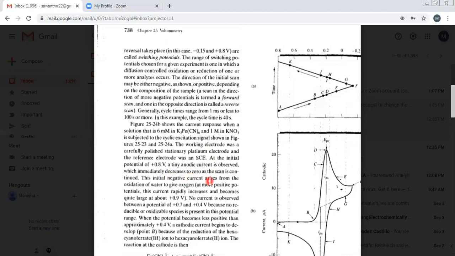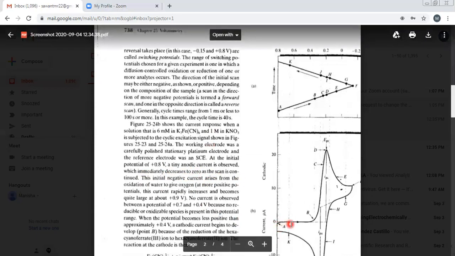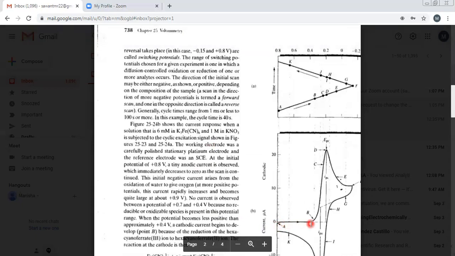So again it comes to zero as the scan is continued. This remains at zero unless the Faradaic process takes place at the working electrode. This current is called, as we talked about yesterday, the condenser, charging, capacitive or residual current. Okay, so initially whatever current we get will be called residual current, and that remains zero until and unless the Faradaic process starts. The initial negative current arises from the oxidation of water to give oxygen. This contribution is what we consider as the negative value of current.